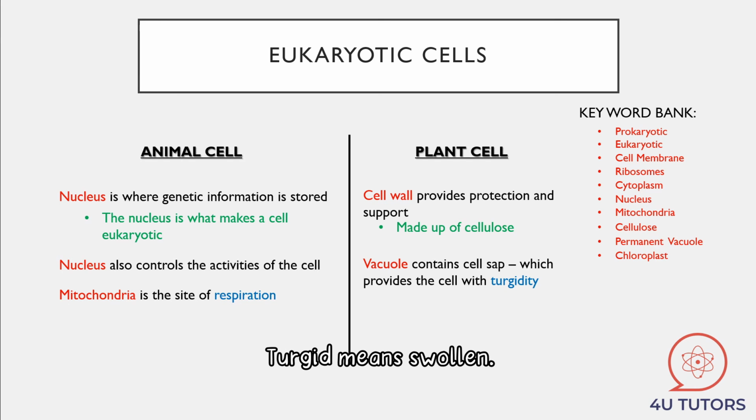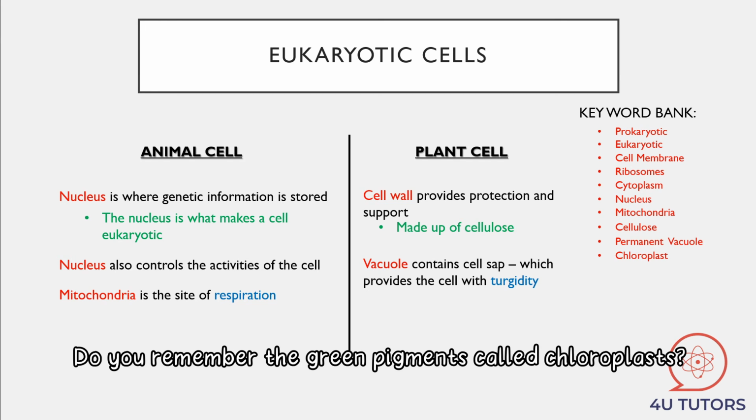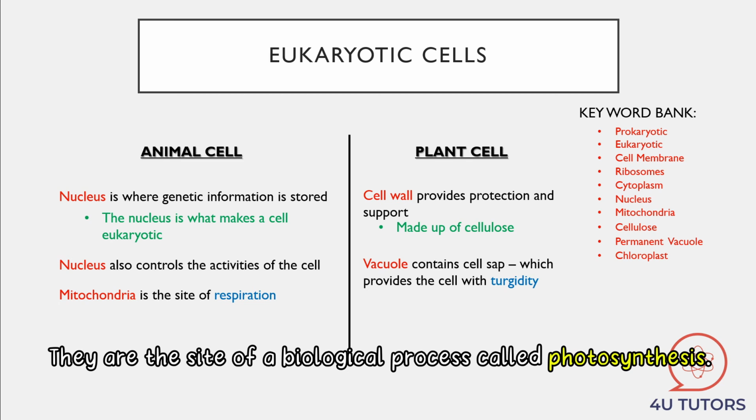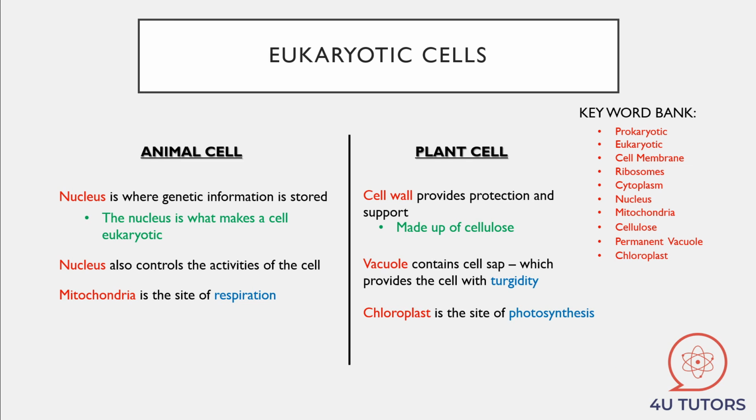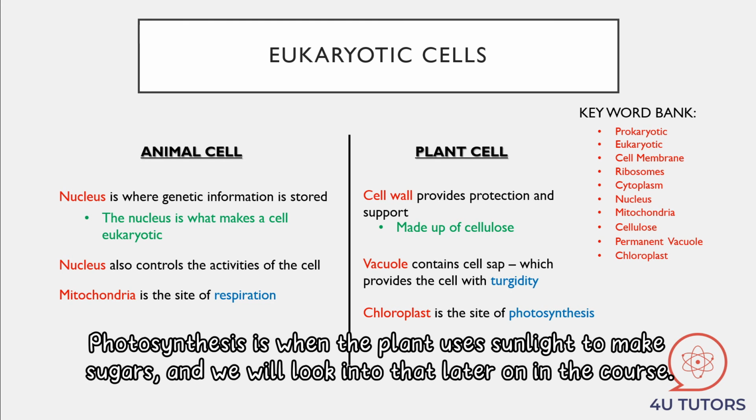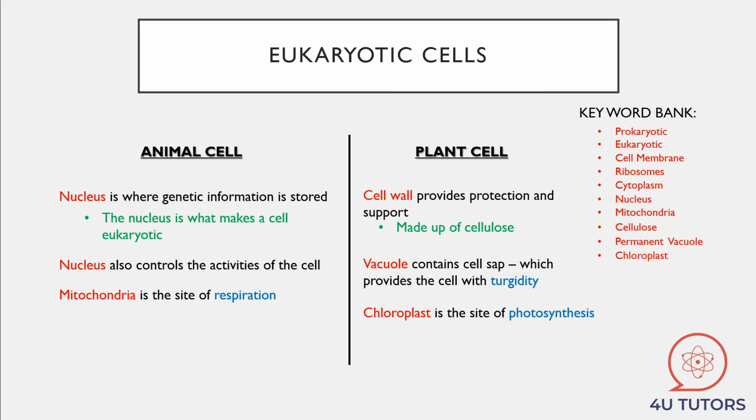Turgid means swollen. If you remember the green pigments called chloroplast, this is the site of a biological process called photosynthesis. Photosynthesis is when the plant uses sunlight to make sugars, and we'll look into that later on in the course.